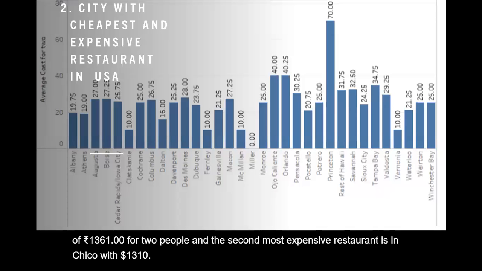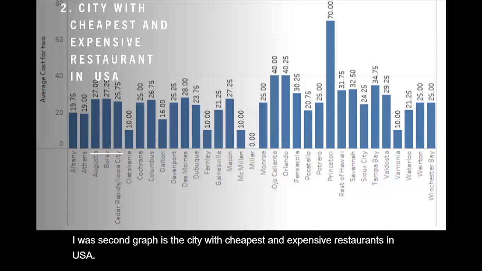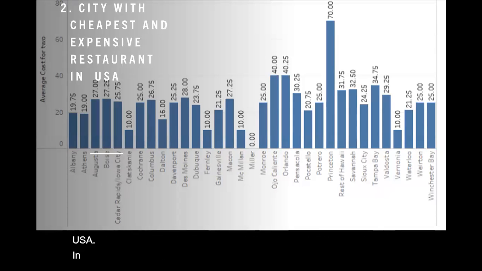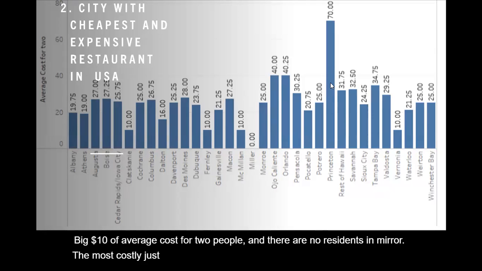Second graph is the cities with the cheapest and most expensive restaurants in USA. There are many cheapest restaurants. Among them are in Glasgow, Foley, Macmillan, and Vanonia with $10 average cost for two people, and there are no restaurants in Miller. The most costly restaurant is in Kingston with an average cost of $70 for two people.